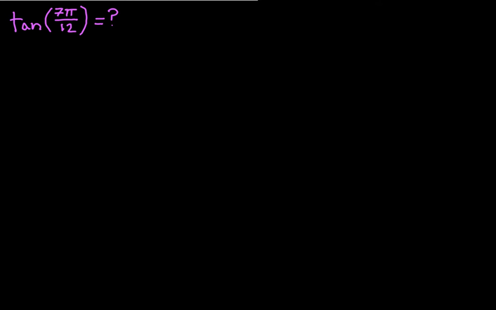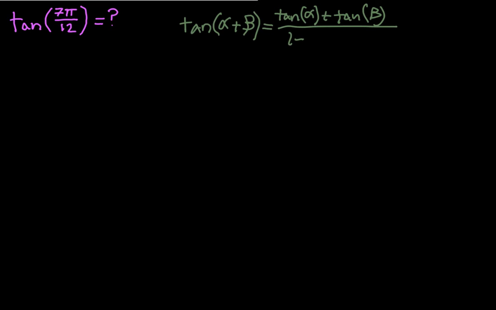However, I'm going to pull up the tangent angle addition postulates. We know that the tangent of some angle alpha plus some angle beta is going to be equal to the tangent of alpha plus the tangent of beta divided by 1 minus the tangent of alpha times the tangent of beta.